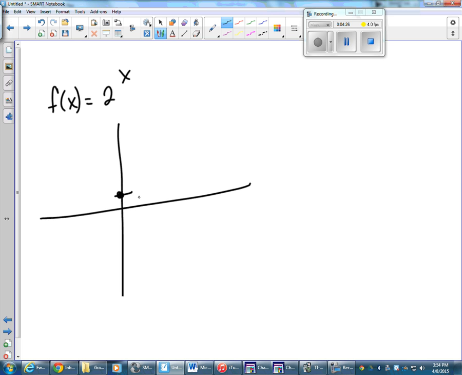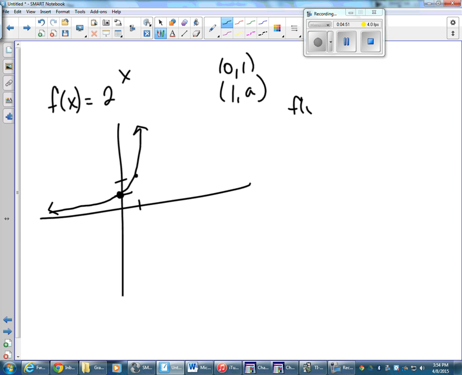It's also going to go through the point (1, 2). If x is 1, 2 to the first will be 2, so it's going to go through the point (1, 2). So two key points to remember are always (0, 1) and (1, a). The x-axis is my asymptote, so this graph is going to go through (0, 1) and (1, 2), and then go up.